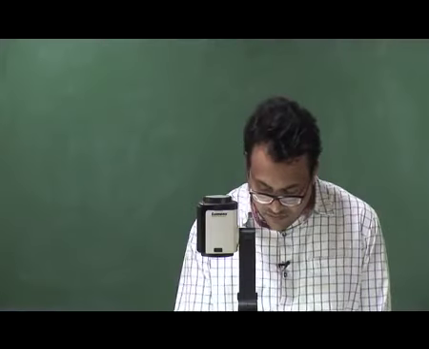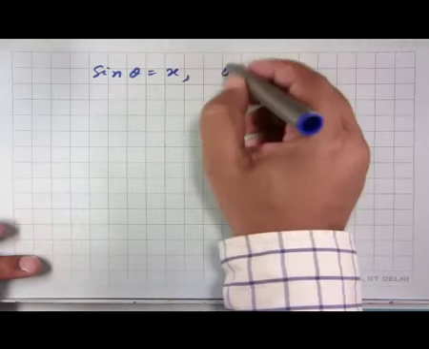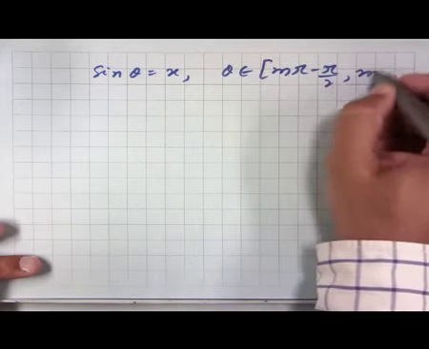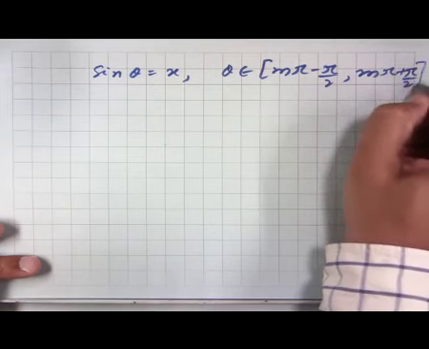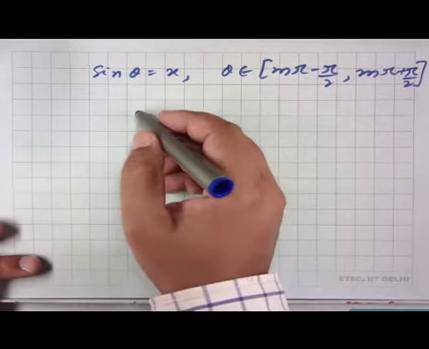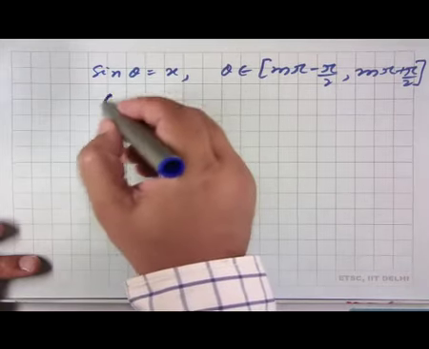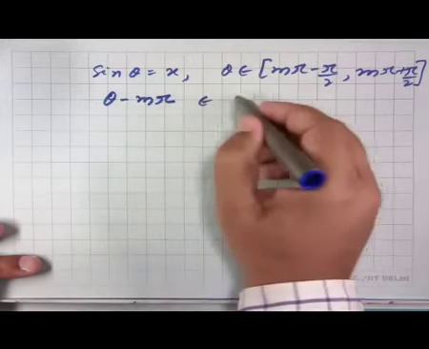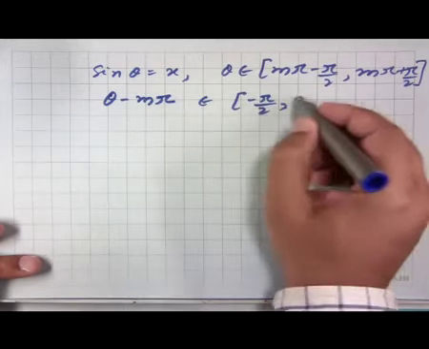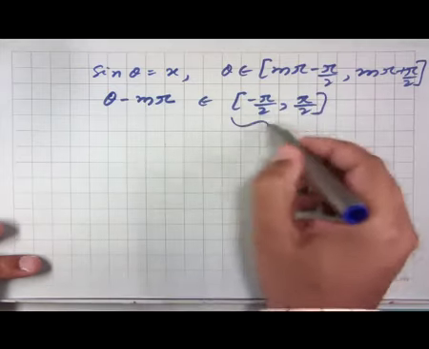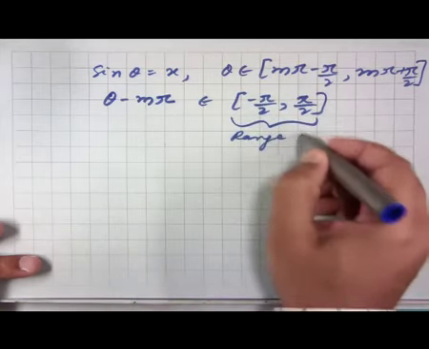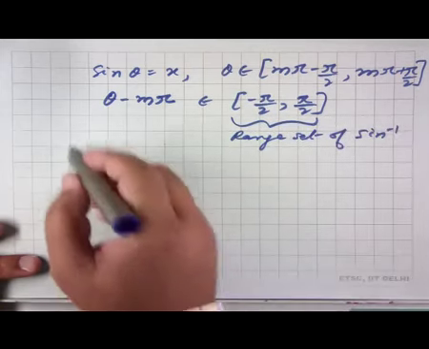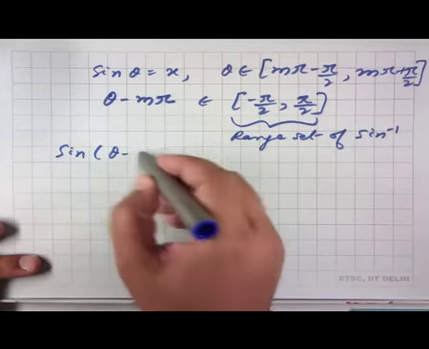So, we again start with sin theta equal to x, and we are told that theta belongs to m pi minus π/2 to m pi plus π/2, the closed interval. But what we see is that if theta belongs to this interval, then theta minus m pi belongs to the interval minus π/2 to plus π/2, and this interval is basically the range set of sine inverse.